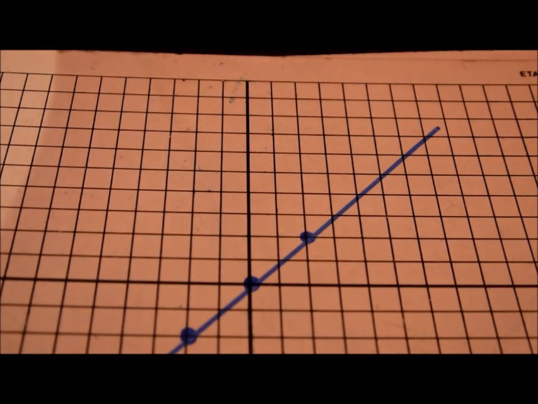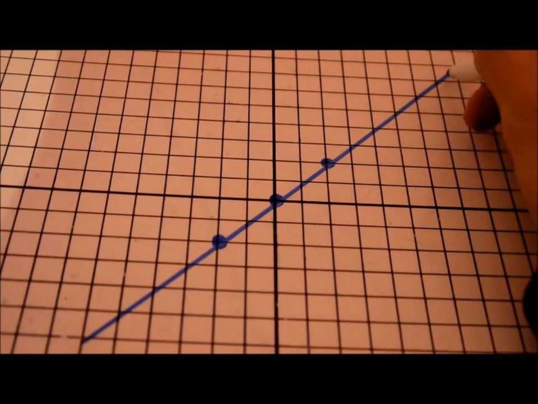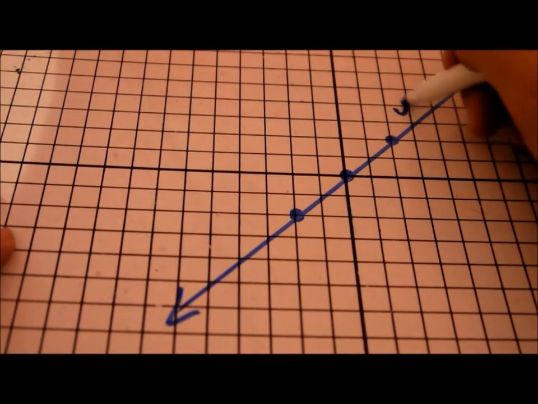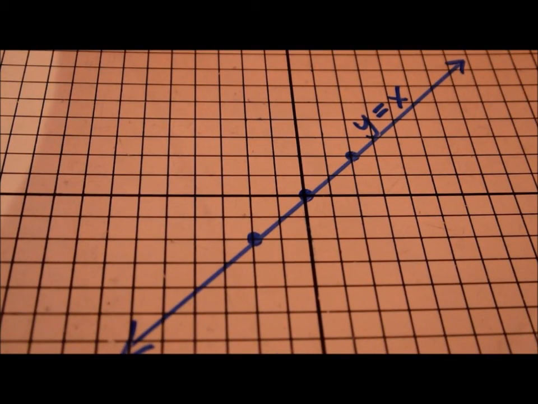Okay, so as you can see there, it's perfectly in between. It cuts this quadrant perfectly in half, and it cuts this quadrant perfectly in half. This will always be the graph of y equals x. Okay, so you have 3 practice problems.